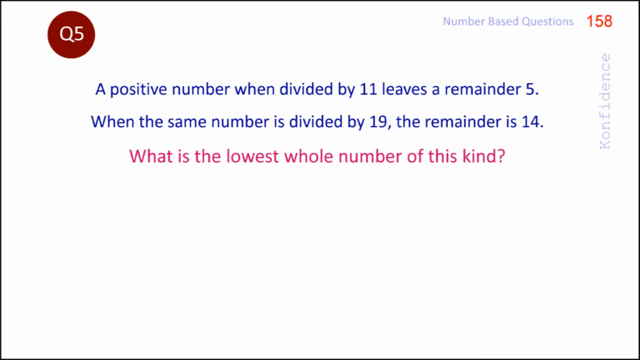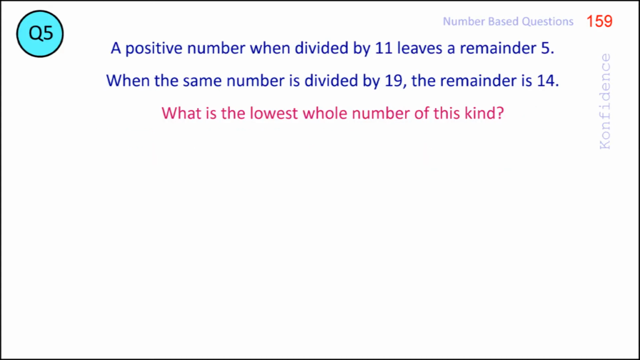Now look at the last question of this discussion, question Q5. Work that out on your own. When a number is divided by 11, the remainder is 5. When the same number is divided by 19, the remainder is 14. We need to find the lowest whole number satisfying these conditions. Hope you have given it a try.